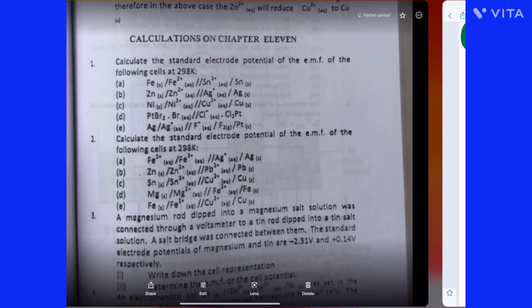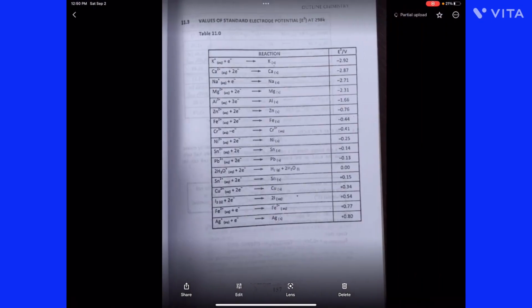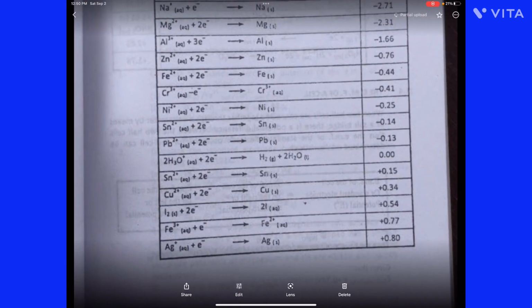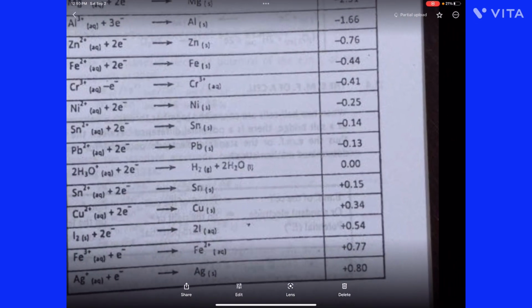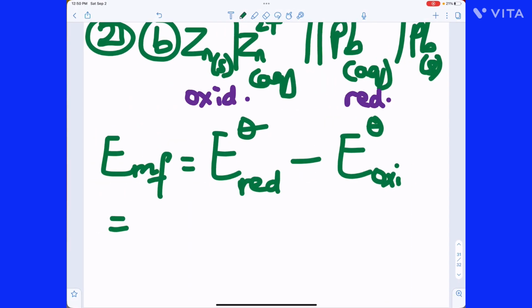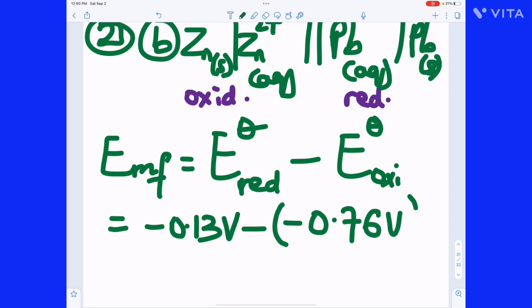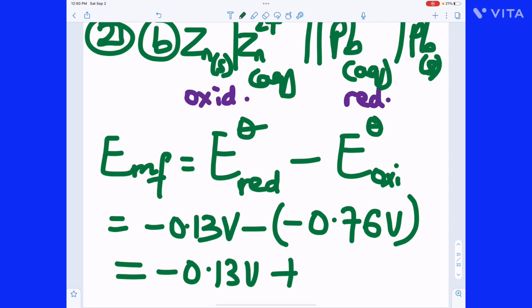Let's read off the value for the standard electrode potential of lead. Lead is minus 0.13 volt. Can you see it here? So I'm going to write that in: minus 0.13 volt minus 0.76 volt. We have used this value for zinc before. So we get minus 0.13 volt plus 0.76 volts.